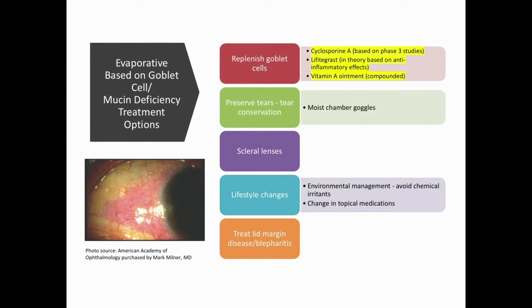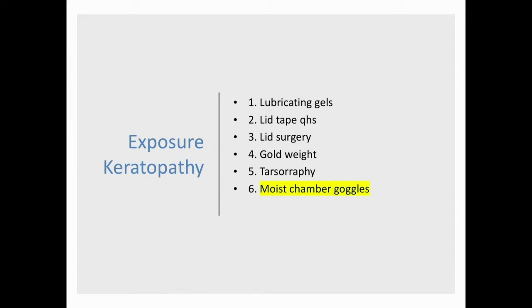Moving on to evaporative-based or goblet cell deficiency, again, the anti-inflammatories play a major role here. You can also use scleral lenses, and pay attention as well to lifestyle changes for patients, especially in the younger population with increasing use of digital devices. Just a note here to look for evidence of exposure keratopathy, using moisture chamber goggles, and of course using all of the lubrication as well as surgical options that we all know and love.